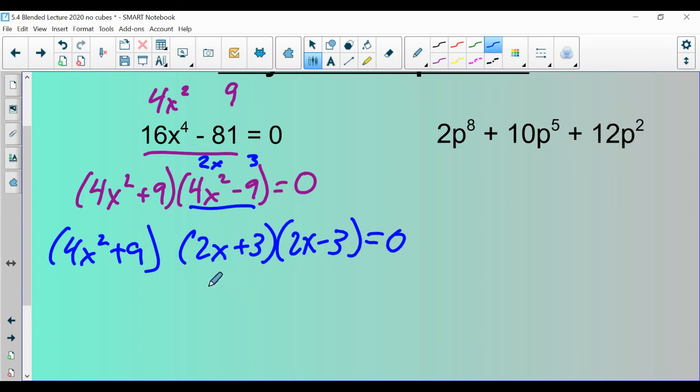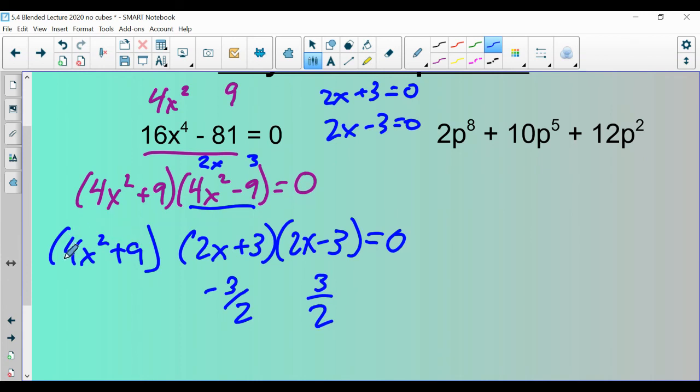So this answer here would be negative 3 halves, because you'd set it equal to 0. 2x plus 3 equals 0, and solve it. And setting this one equal to 0 would be 2x minus 3 equals 0, and solve it. You'd add 3 and divide by 2, so that would be positive 3 halves.